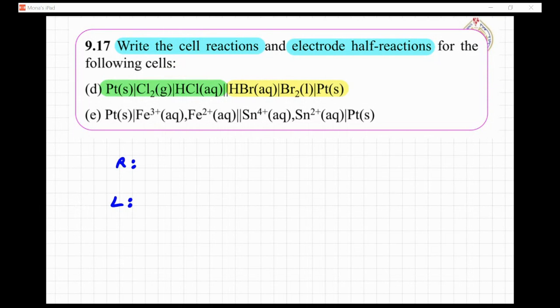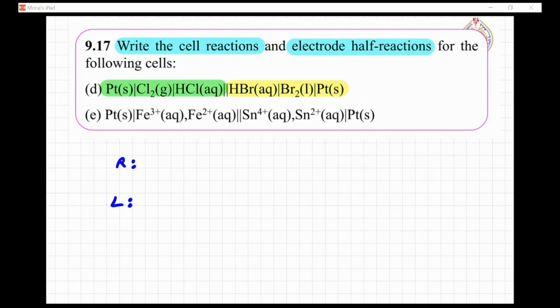Mostly they are writing the reduction, or giving the notation in terms of reduction on both sides. But sometimes they do the opposite. Now, I usually put the species in the cell notation in the order that the reaction is taking place.